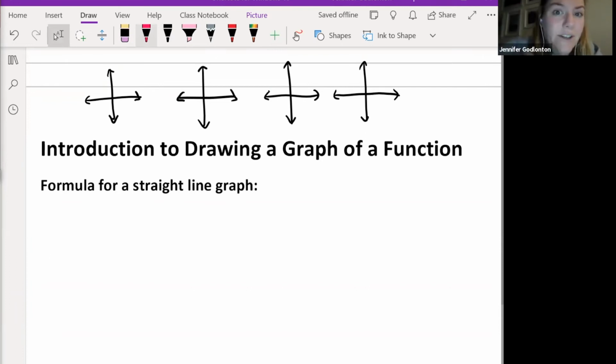When we're talking about functions in grade 9, the only function we learn about is a straight line graph. So it kind of just looks like that. Basically, you've got a line that just goes up. It either goes up or it goes down, but it's a straight line.